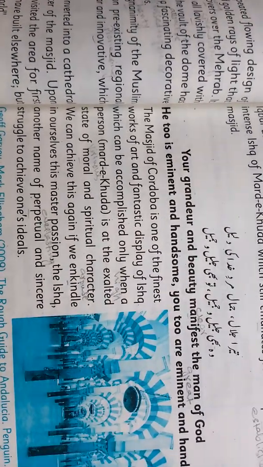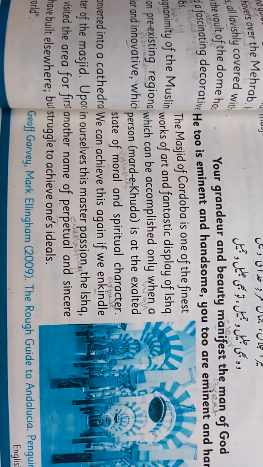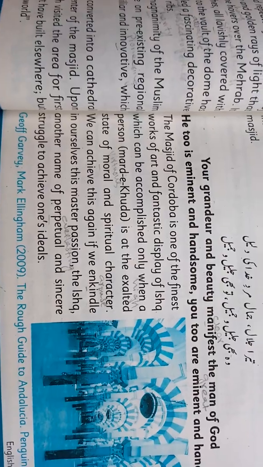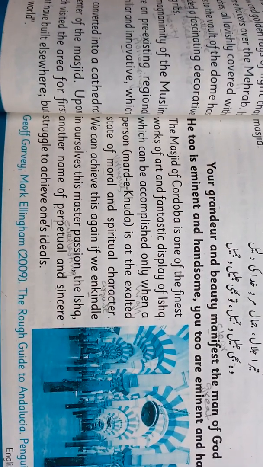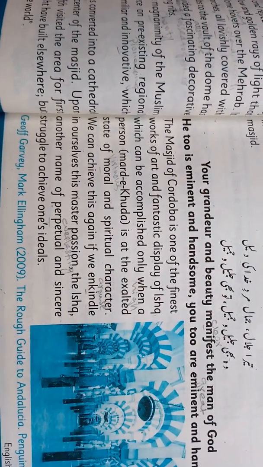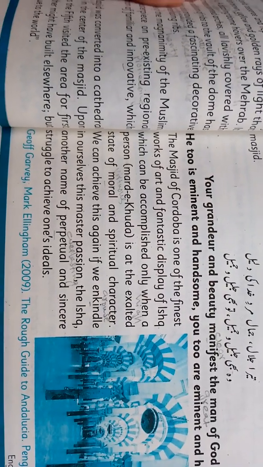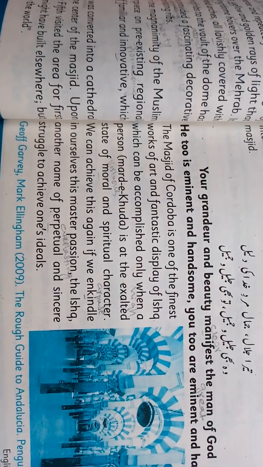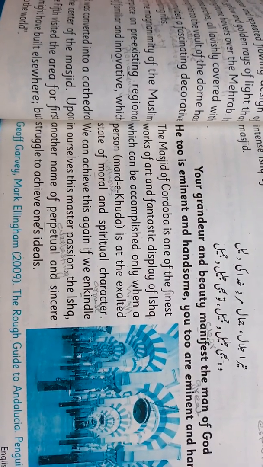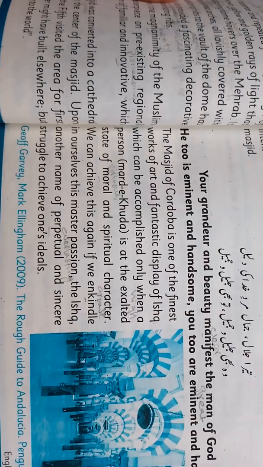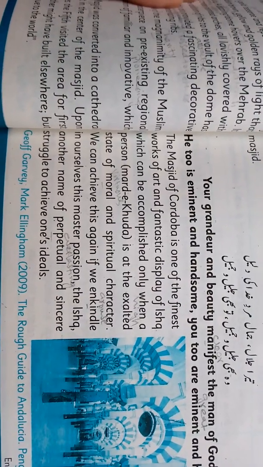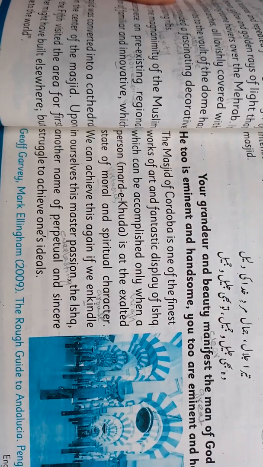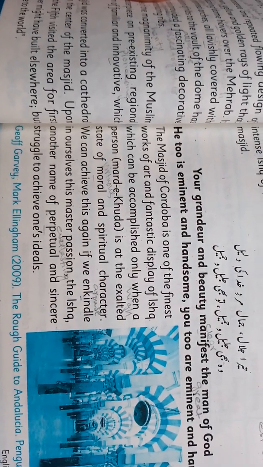The Masjid of Cordoba is one of the finest works of art and a fantastic display of ishq, which can be accomplished only when a person, Mard Khuda, is at an exalted, meaning high, state of moral and spiritual character. We can achieve this again if we enkindle, meaning arouse, in ourselves this master passion, the ishq, another name of perpetual and sincere struggle to achieve one's ideals.